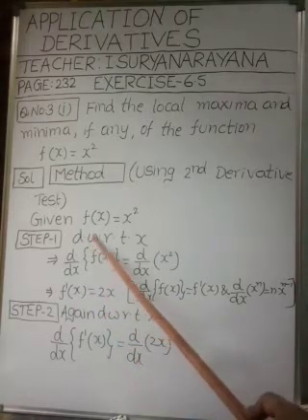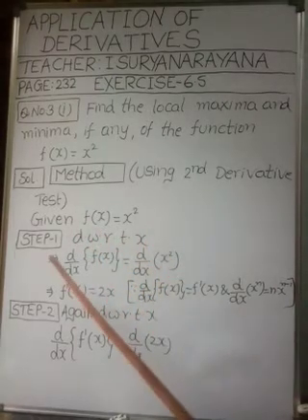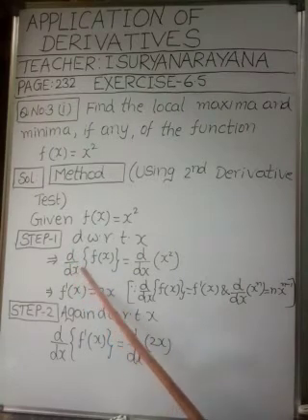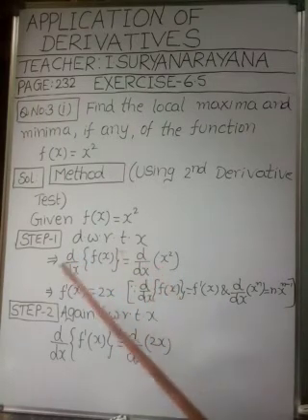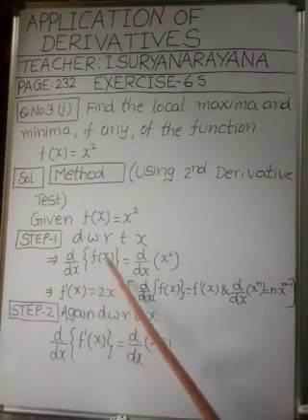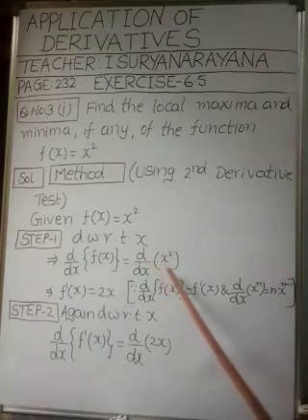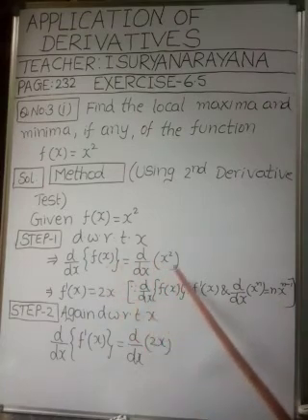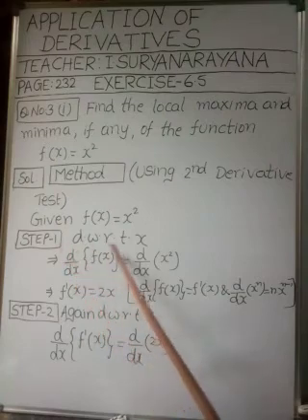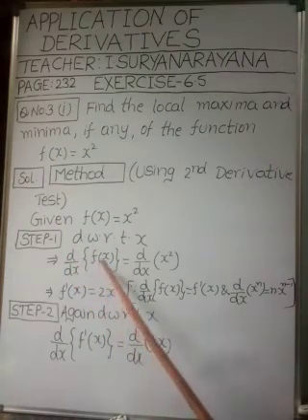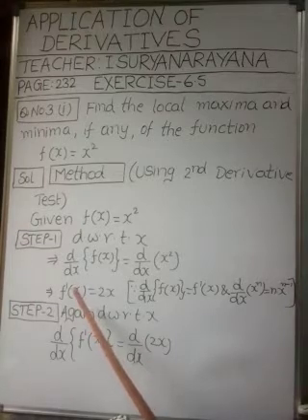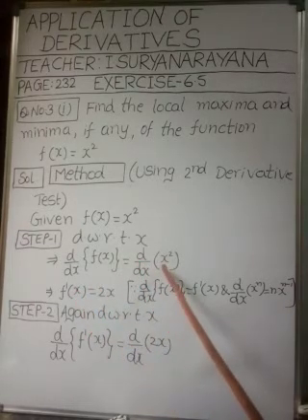Okay, my children. So differentiating with respect to x, the differential operator is d by dx. We wrote the differential operator on both sides of this equation. Then we get d by dx of f of x is equal to d by dx of x square. Understood this step, my children? This implies d by dx of f of x, that is f dash of x, is equal to d by dx of x square.